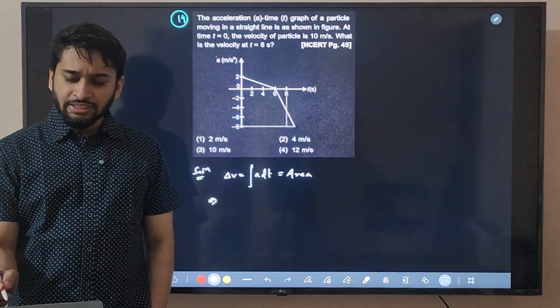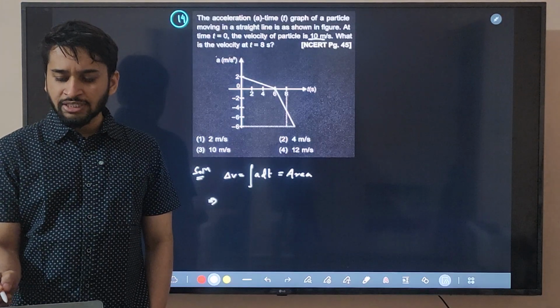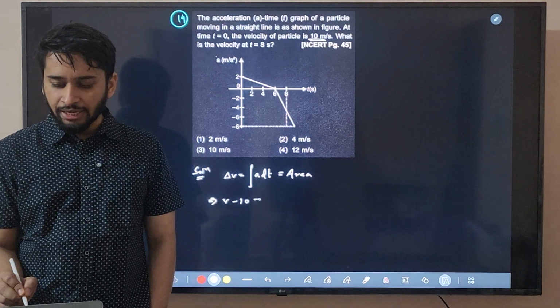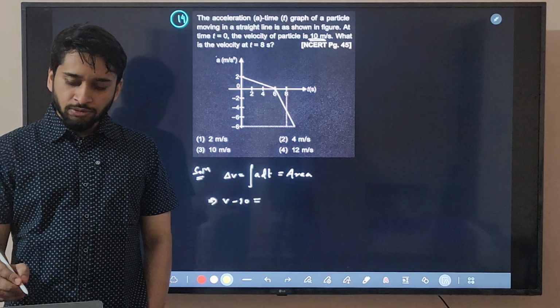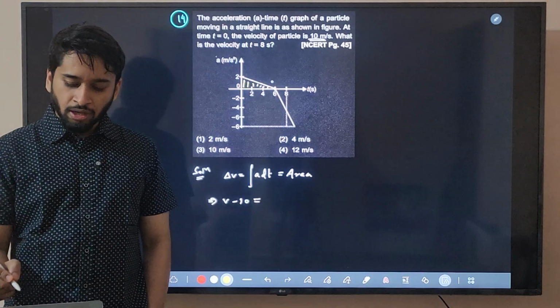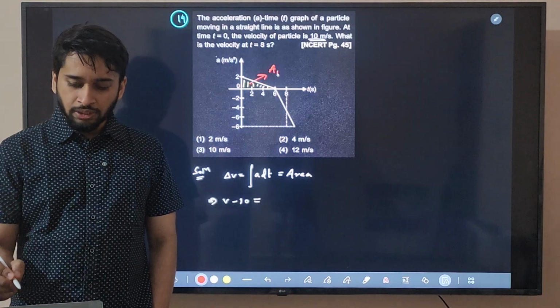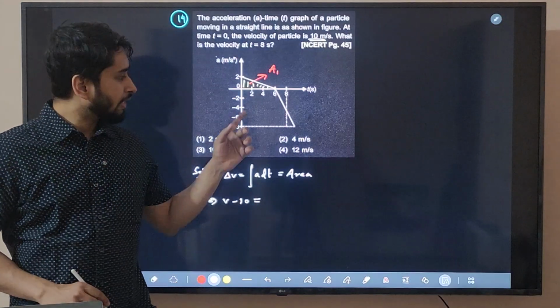Right. So see the initial velocity at t equal to 0, they have given the velocity as 10 meter per second. So change in velocity is final velocity minus initial. Initial is 10. Now how much will be the area? So first we need this area. Now how much will be this particular area? A1.